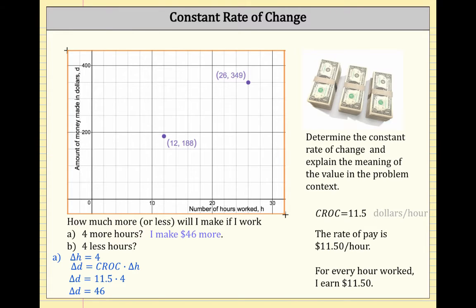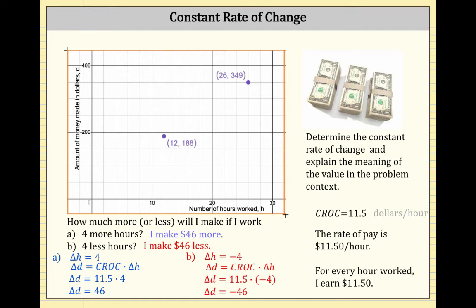Let's now also look at part B. If I'm working 4 less hours, that means my change in number of hours worked is negative 4. Putting it into that formula, change in dollars is equal to the constant rate of change times the change in hours. And so the change in dollars is equal to 11.5 times negative 4, which means my change in dollars, or change in D in this case, is negative 46. And again, I'm using that delta notation to represent change. So this would mean that I made $46 less.